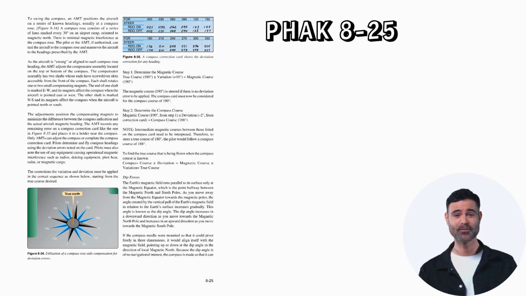The end of one shaft is marked EW, and its magnets affect the compass when the aircraft is pointed east or west. The other shaft is marked NS, and its magnets affect the compass when the aircraft is pointed north or south. The adjustments position the compensating magnets to minimize the difference between the compass indication and the actual aircraft magnetic heading.